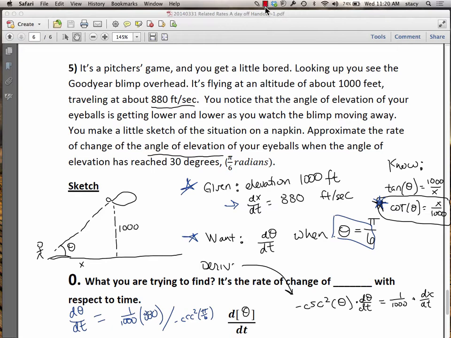Wait, what? Oh, just because I didn't want to have to deal with taking the derivative of 1 over x.